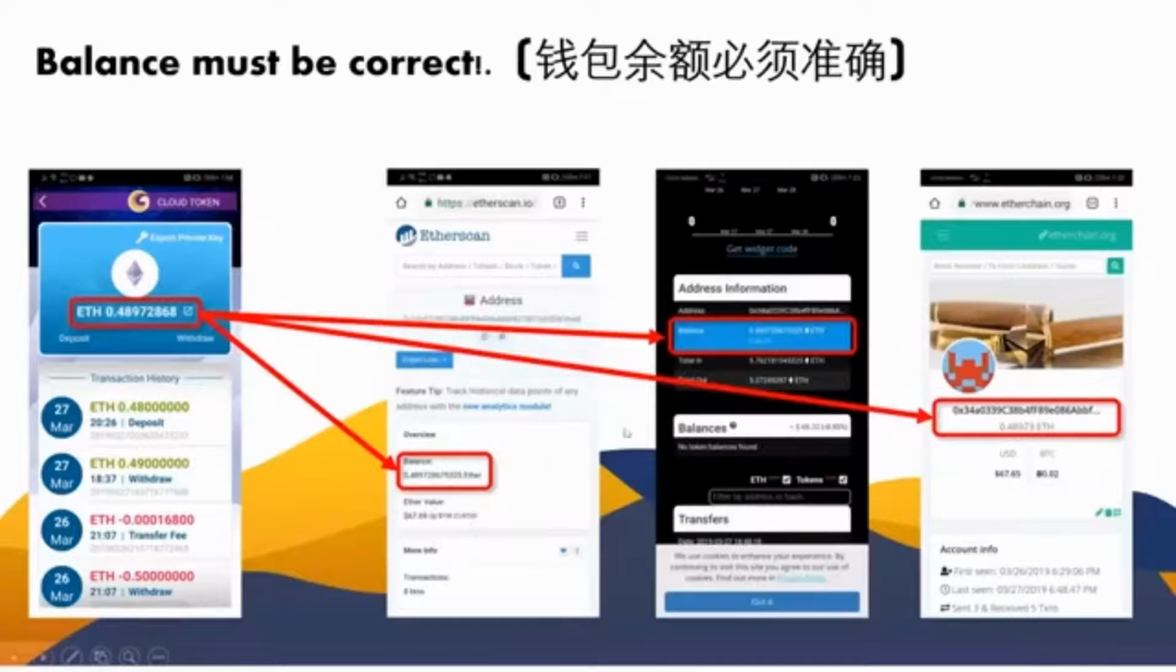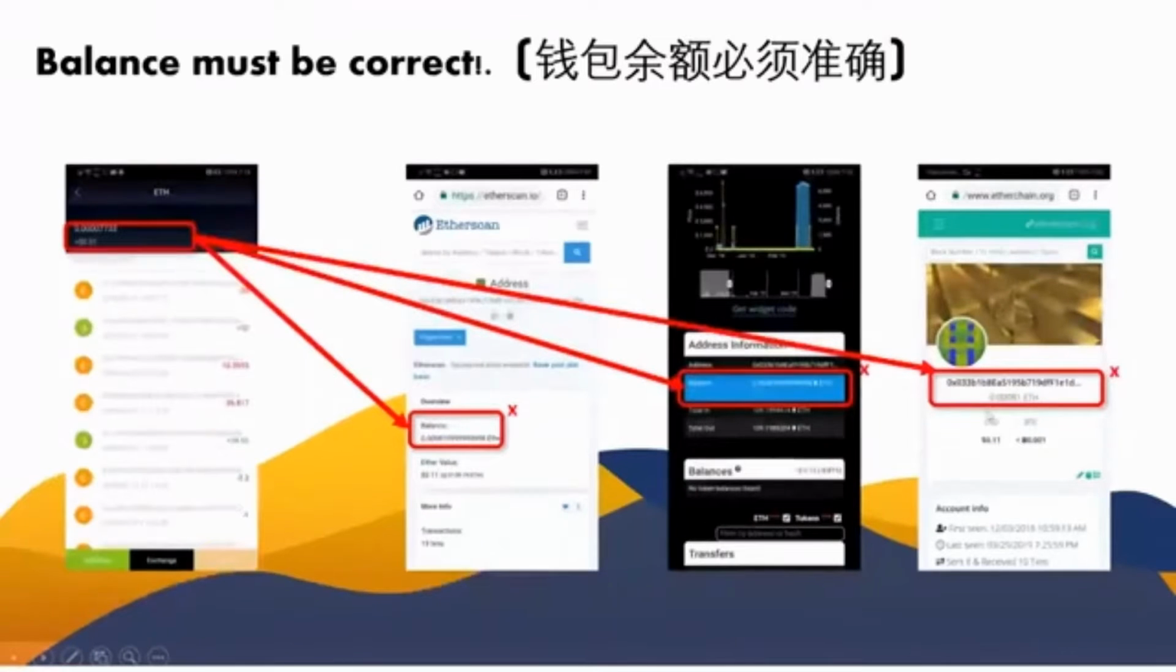Now you look at all this, so we know that this address's balance is actually on the chain itself. But for some other centralized wallets, the balance is not the same. It's because what they show you is not on the chain, but from the database.